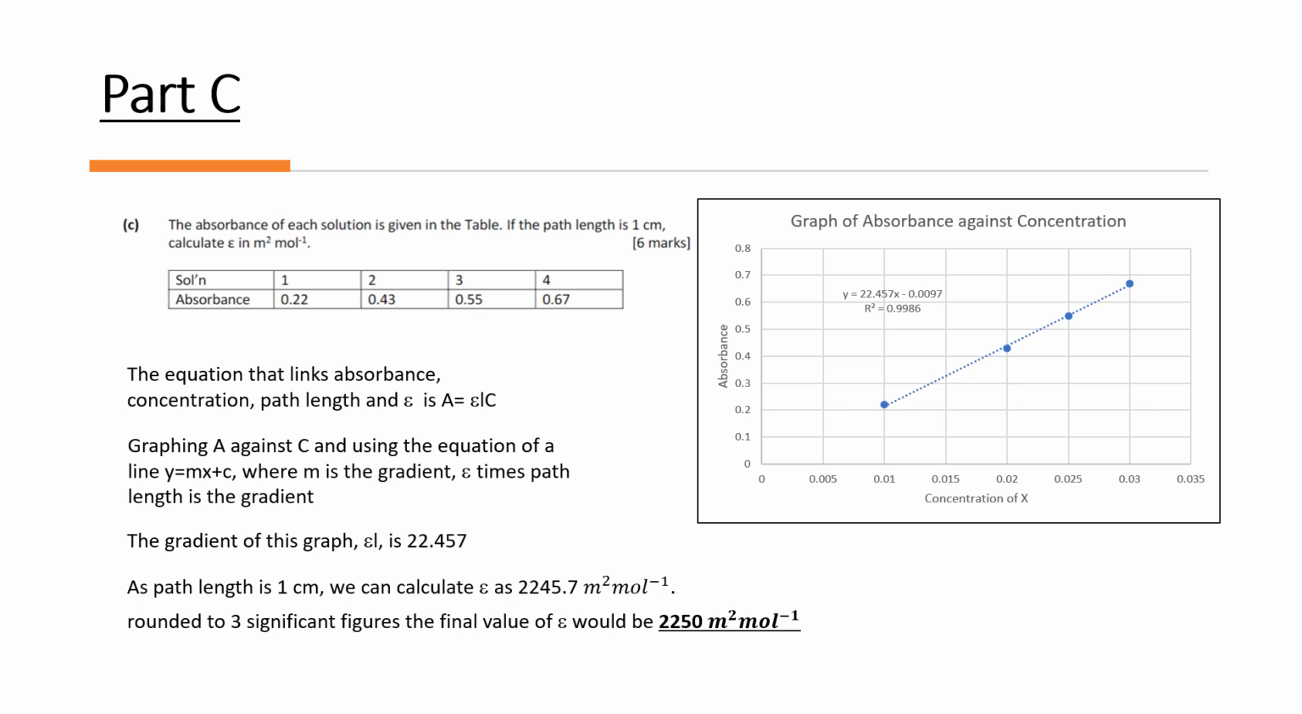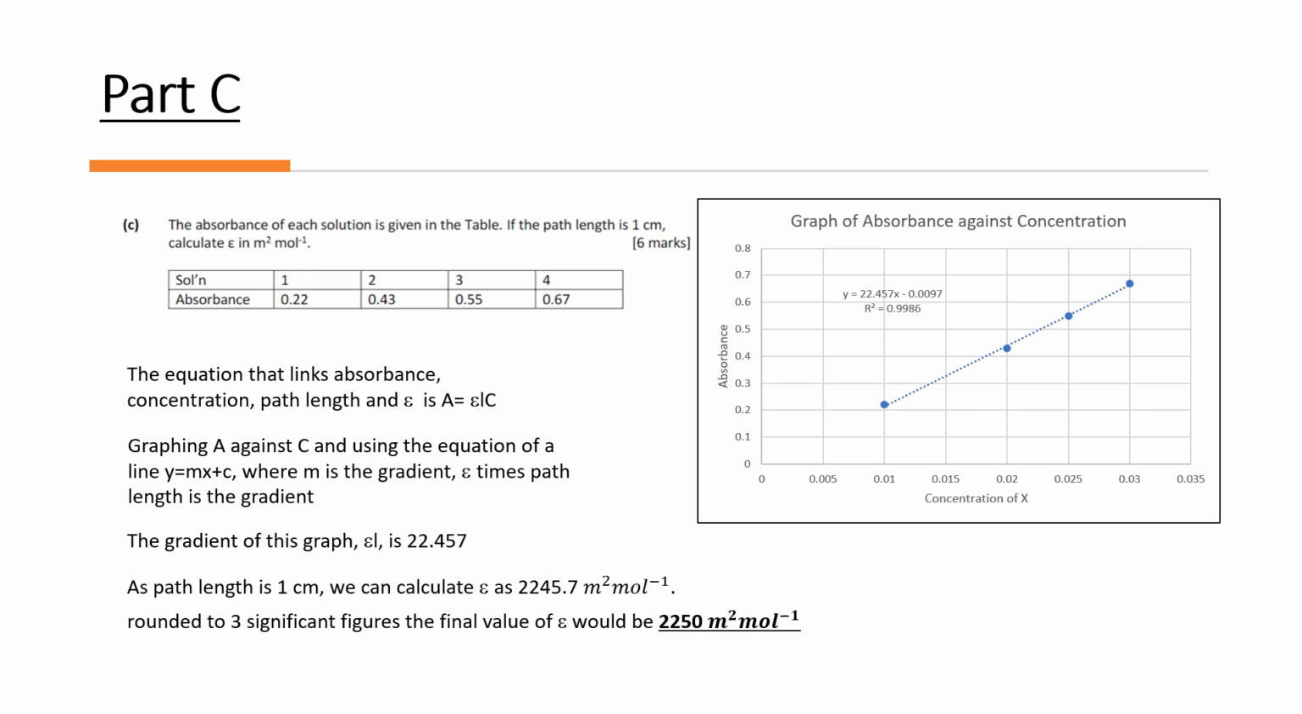Originally what I wanted to do was just plug in some of these numbers in the table and in the previous slide to work out epsilon. I then realized a better way of doing this would be to graph absorbance against concentration, and you can see that graph there that I made. And if we substitute the y value as A, the absorbance, and the x value as concentrations of X, C, we can compare the Beer-Lambert equation with the equation of a line, y equals mx plus c.